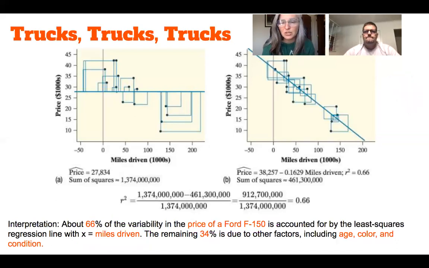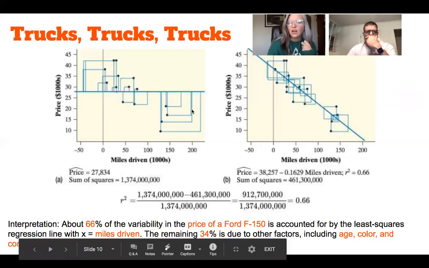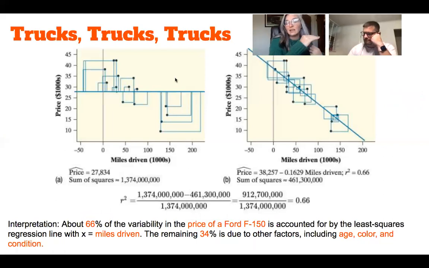And we don't ever expect you to do this by hand, but here's a visualization of what this problem is saying. On the left-hand side, you've got just the graph of the mean truck price, which was that $27,000 truck price. That's your first graph. And then your second graph, you've got miles driven and the least squares regression line calculated with miles driven. So first one, not considering miles, second one considering miles. And then you look at the difference and you end up with that 0.66.